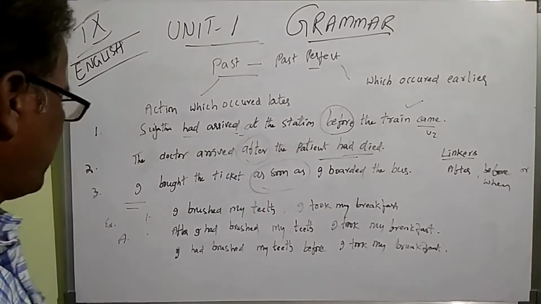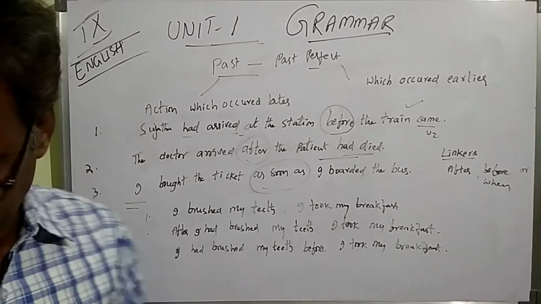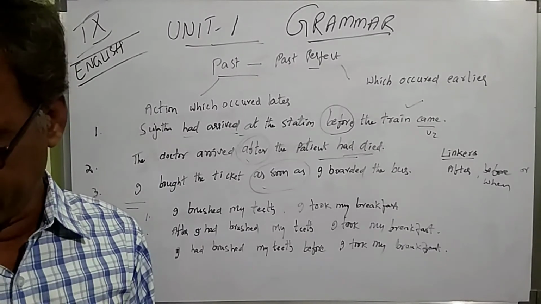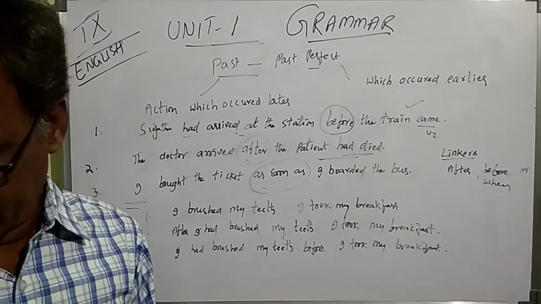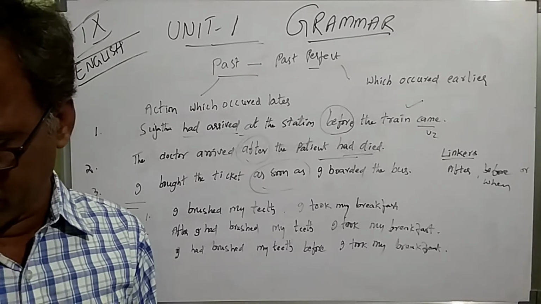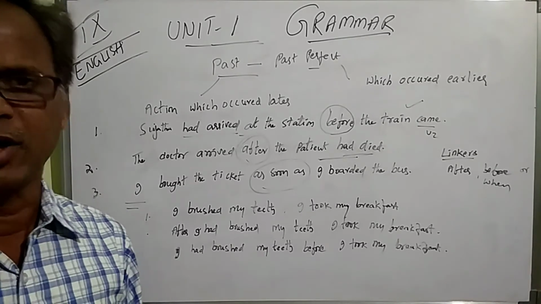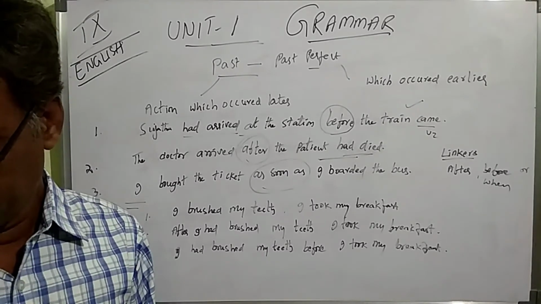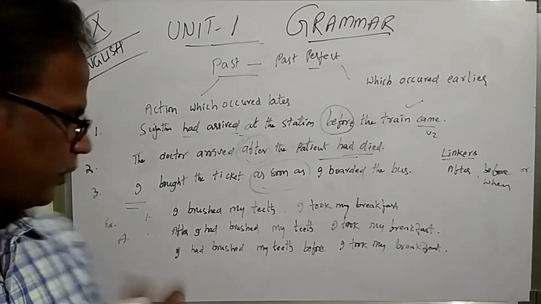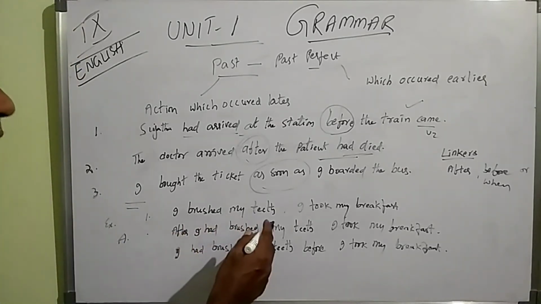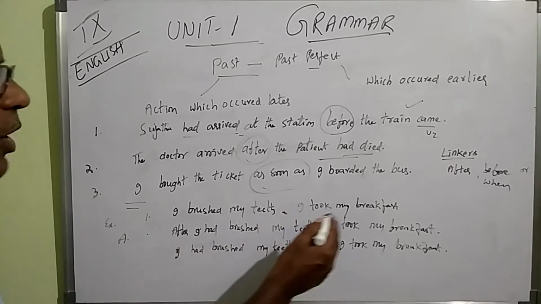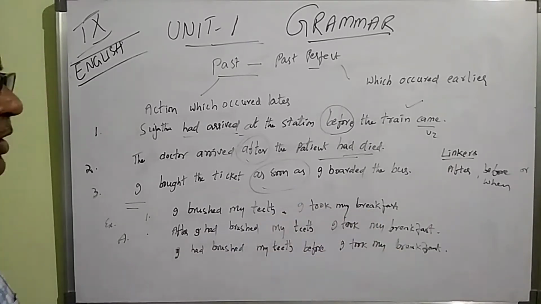Is it clear? And the next one, you see that another example is given to you in your textbook. Combine the following pairs of sentences. There, again given, after, before, or when. These are linkers. How to use that? One example is given to you. The first one, see that it is done for you. I brushed my teeth. One sentence. And I took my breakfast. This is another sentence. Both are connected with which one?